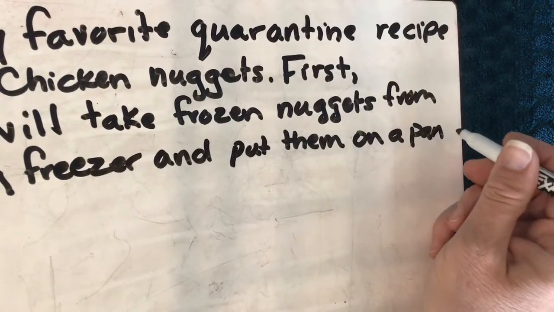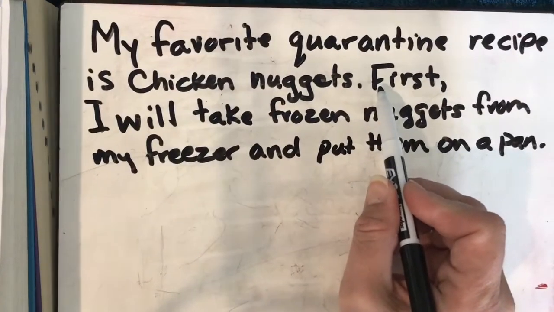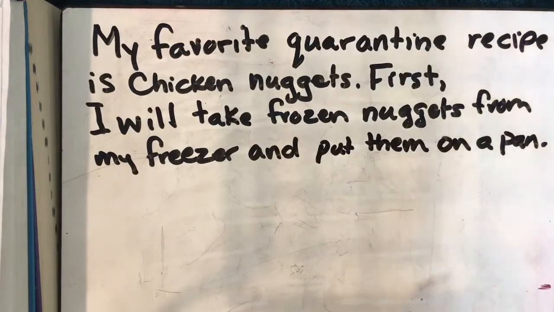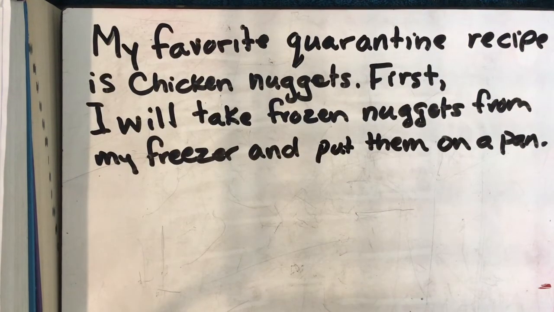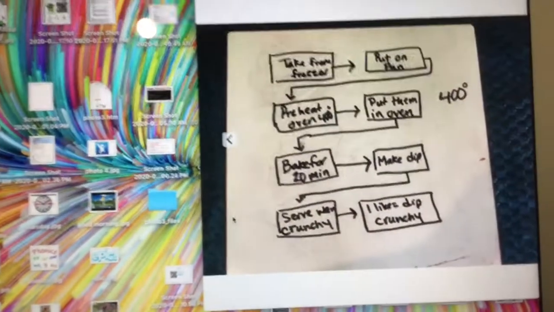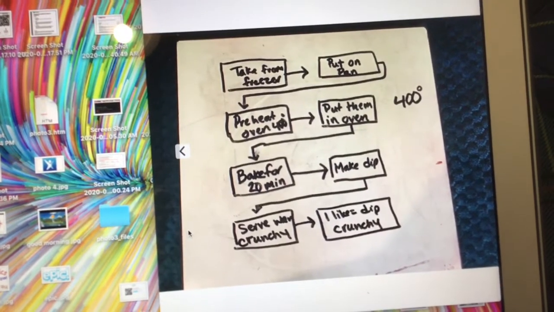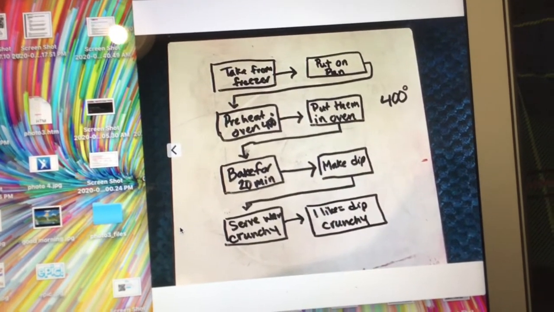What do I need at the end? A period. I started with a capital. Make sure each one of your sentences begins with a capital and ends with a period, question mark, or exclamation point. All right, so first I've included take from freezer, put on pan. Then I'm going to preheat the oven, put them in the oven, and bake.